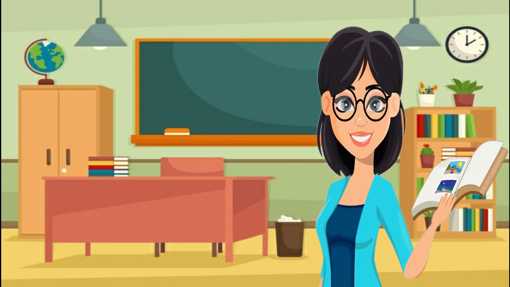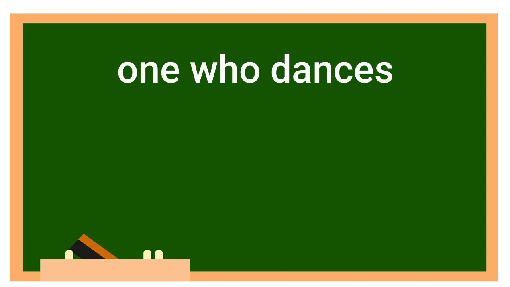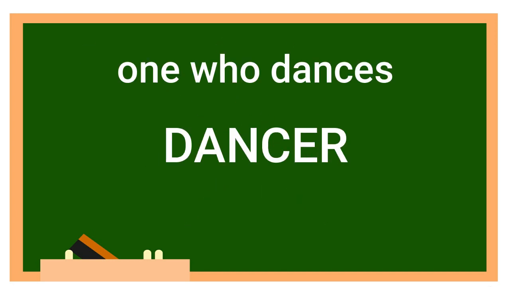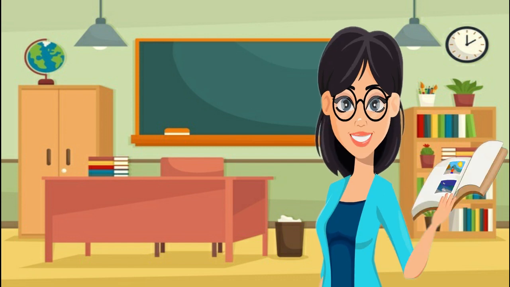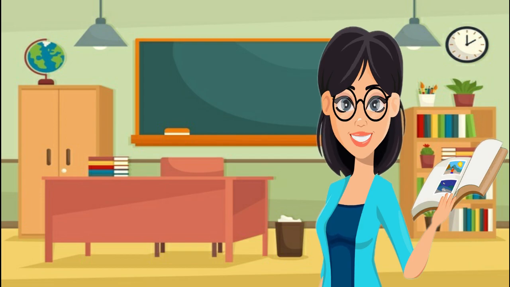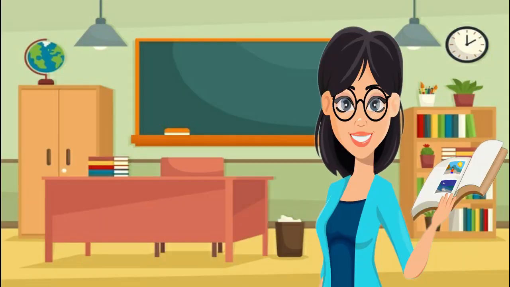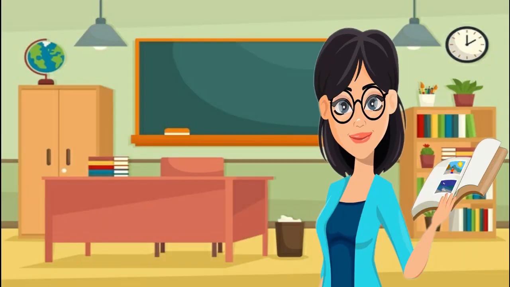Let us proceed to learning task 5. In this activity, you are going to write the word that ends with the suffix er and or. For example, one who dances is a dancer. Are you done, children? Let us then answer learning task 6. So, children, you are going to add the prefix un, dis, re, in, and mis to the root word to form a new word. Remember to add the prefix at the beginning of each root word.